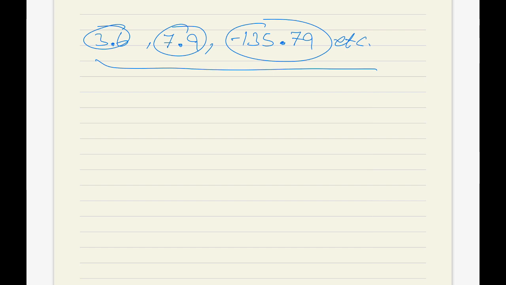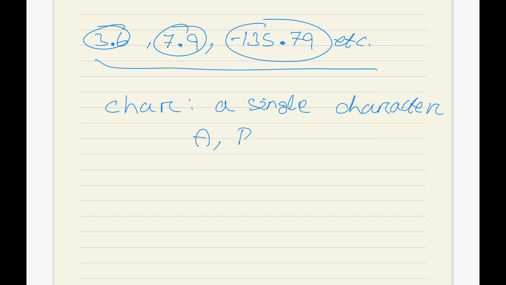So for character, you can find this one, a single character. It holds a single character, like you can say capital A, capital B, small a, small b, like this. And generally these single characters are written inside single quotes like that.